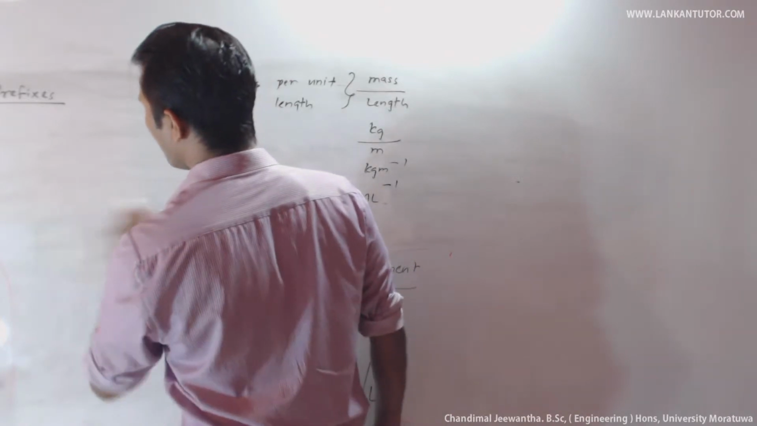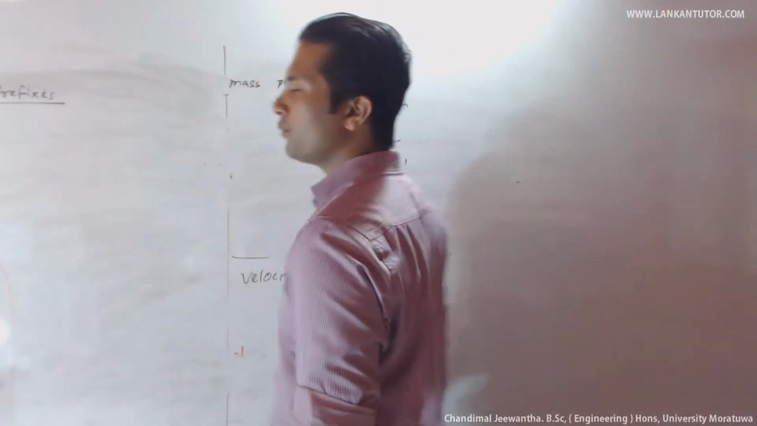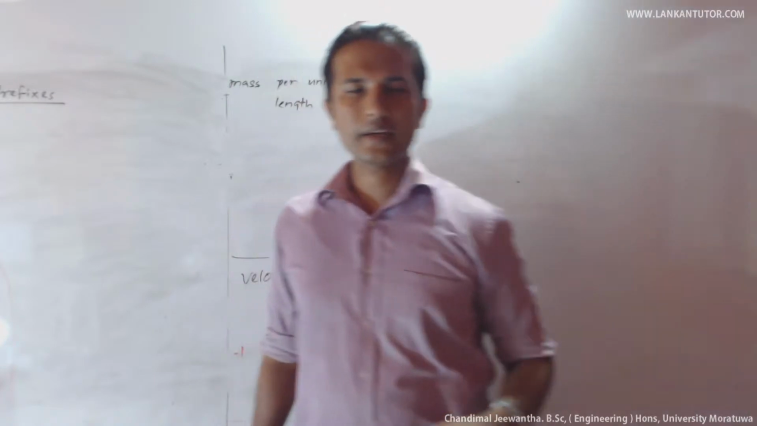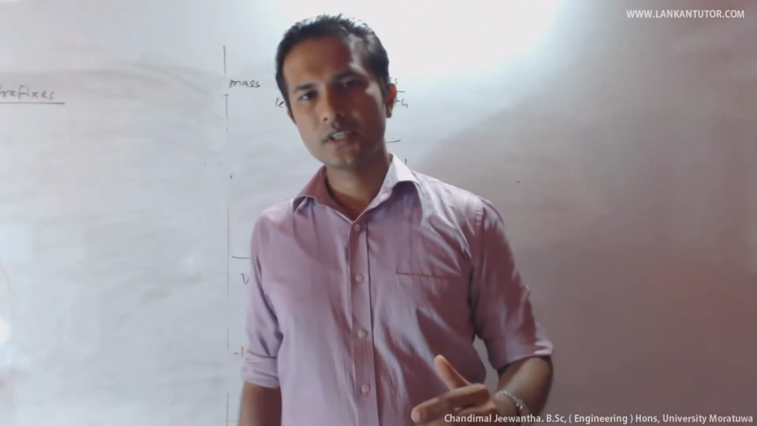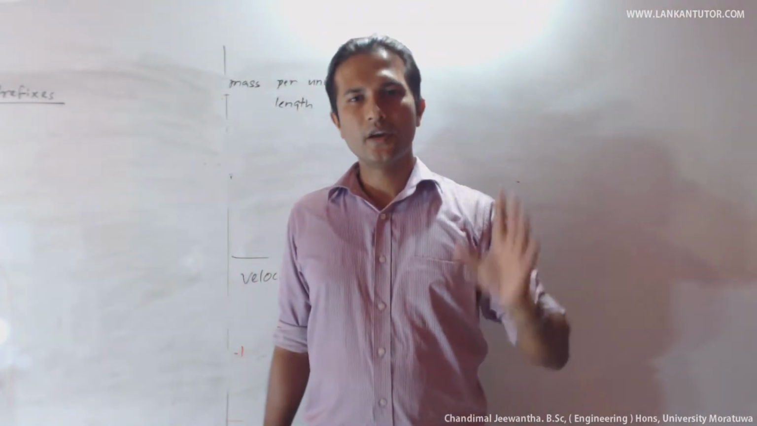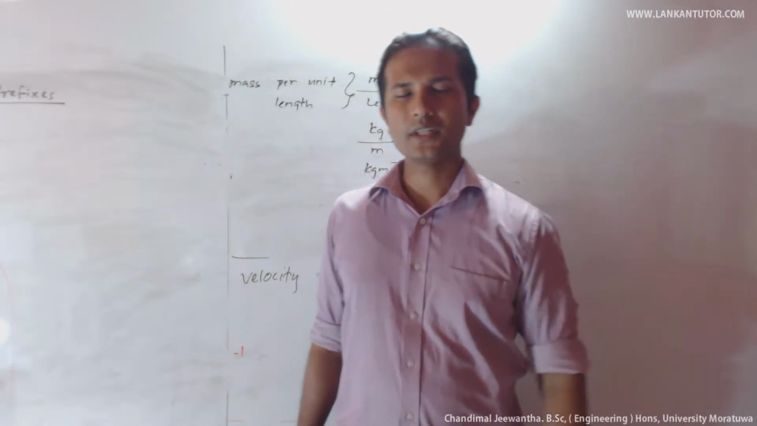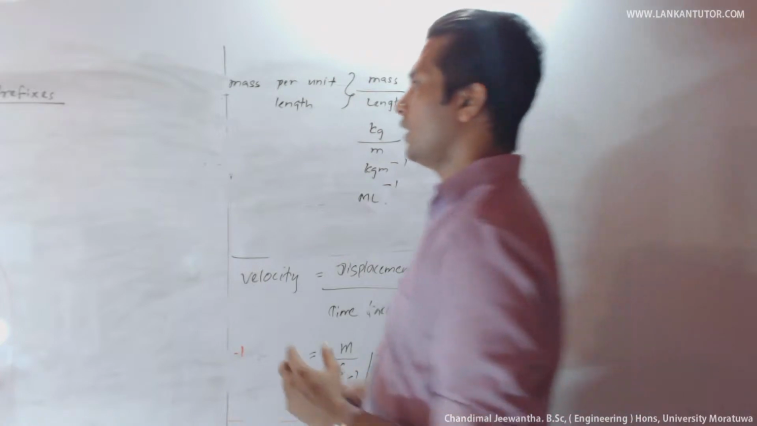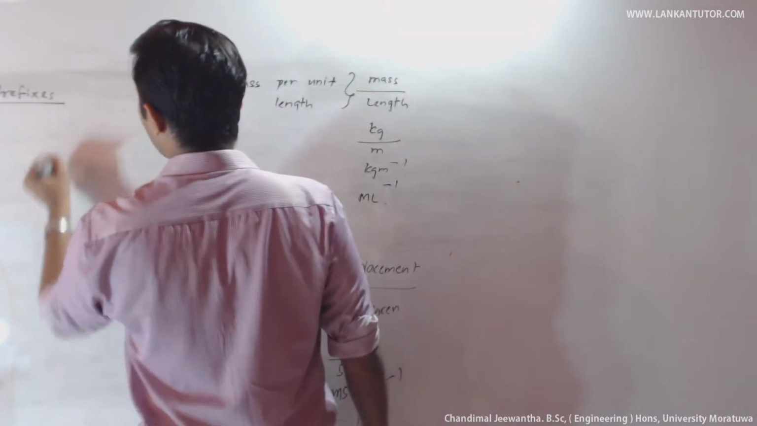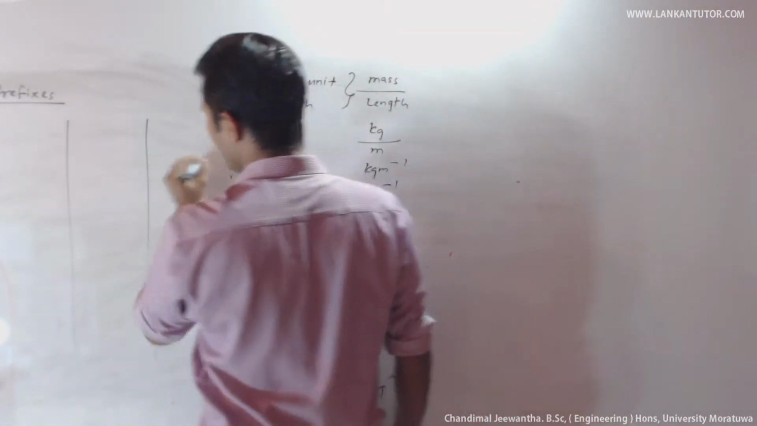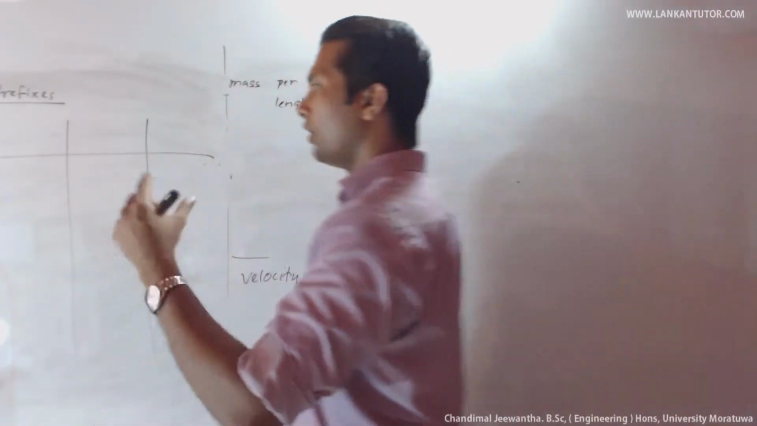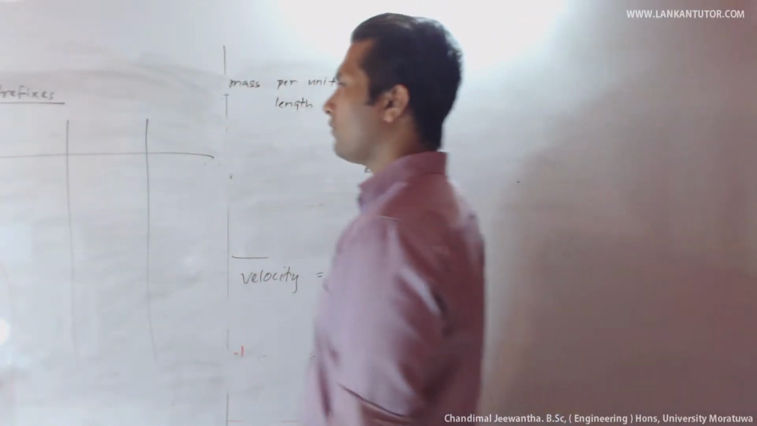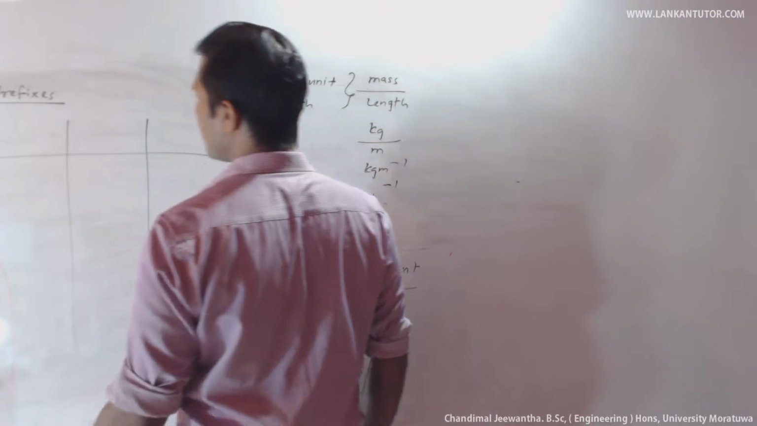Therefore, there should be two main categories under prefixes. One is multiples, the other one is submultiples. Let's move on to the multiples. Multiples is having positive powers of the base 10.